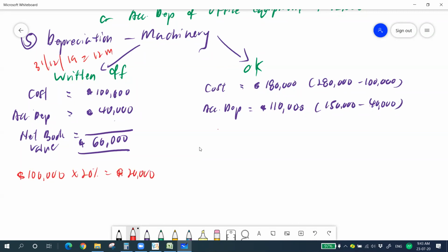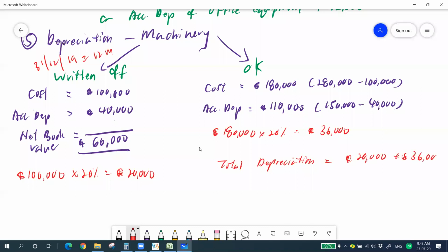And for this one, 180,000 times 20% equals 36,000. So my total depreciation equals 20 plus 36, so total 56,000.